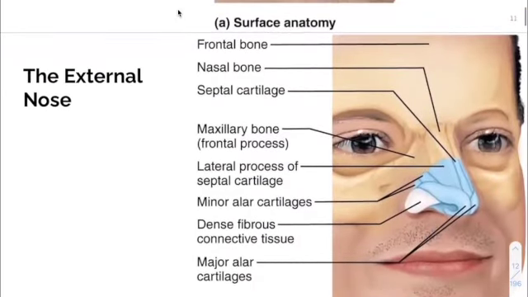So here's a drawing that shows how we have our two nasal bones that make up the only bone that's part of your nose. The rest of it is cartilage.